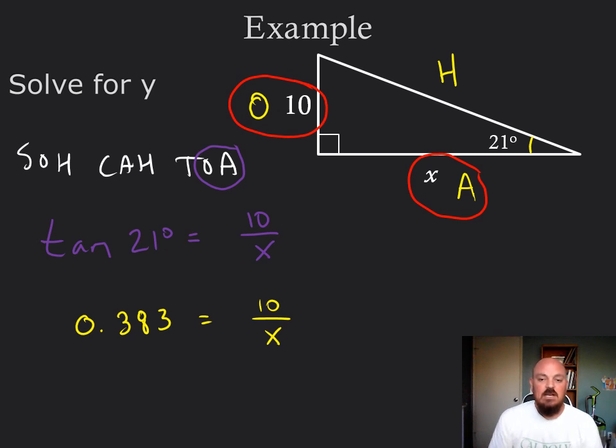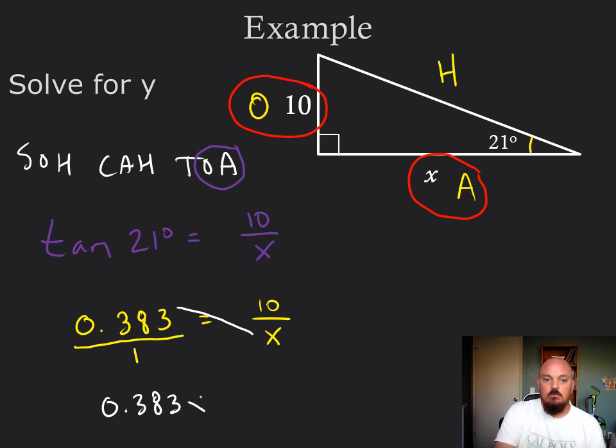There's a couple ways, but I think since we just did this with similar triangles, a good way to do it is if you take your decimal and you put it over 1. That's how you make a number into a fraction, is put it over 1. Then you can cross multiply. So then you do, just like when we did similar triangles, 0.383 times x equals 10 times 1, which is just 10.